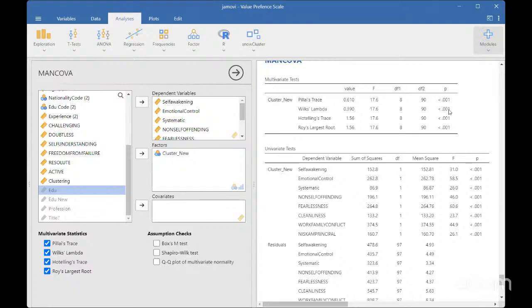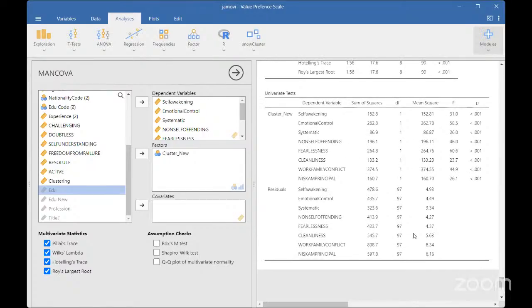Next one, all the first component variables are significant. The F value is high. The difference is very high in case of the 60.6. What is that variable? Fearlessness.